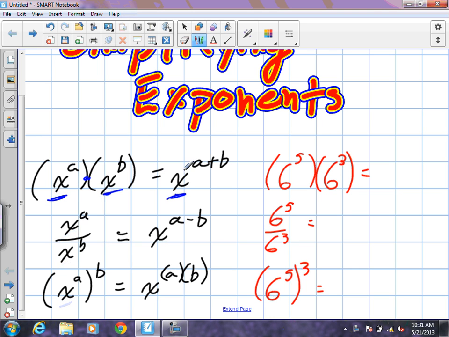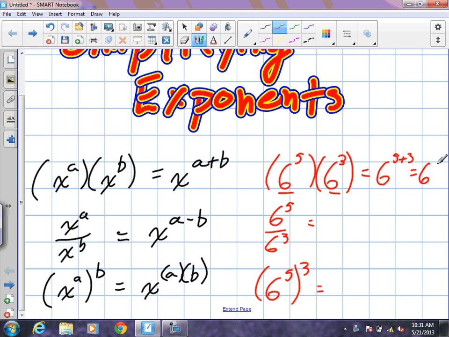do is just write it as a single base and add the two exponents. So an example of this is 6 to the power of 5 times 6 to the power of 3. We keep the same base, and we add the two exponents, so we get 6 to the power of 8.